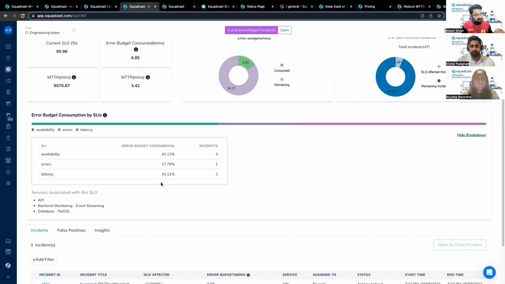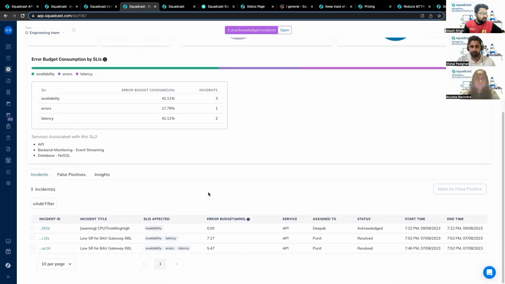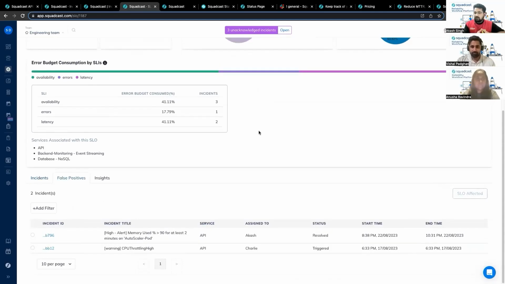Along with it, they can even see the services that have been associated with this SLO. Scroll a bit further, and then you can see the SLO affecting incidents. Click on false positives, and then you can also see the false positives that you might have received. Earlier, we saw that the incident that we just marked as SLO impacting wasn't SLO impacting. So we simply marked it as false positive and regained the error budget that we had lost.